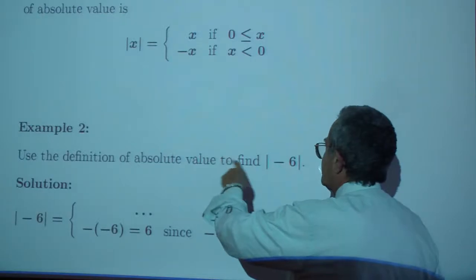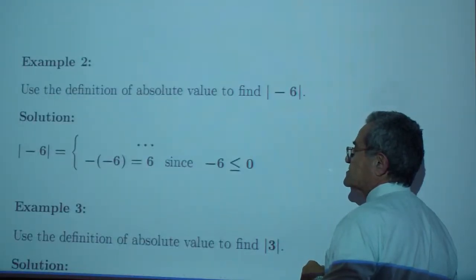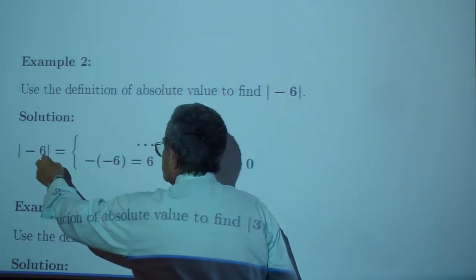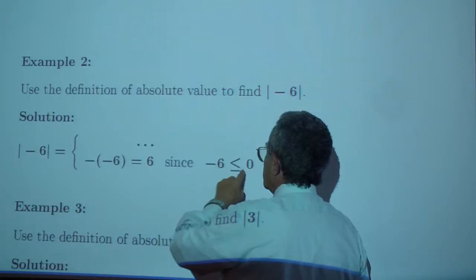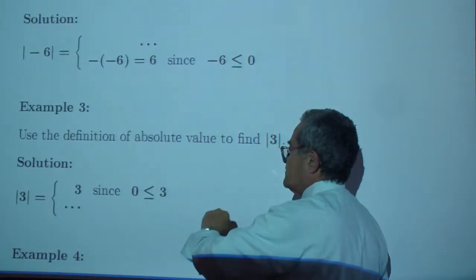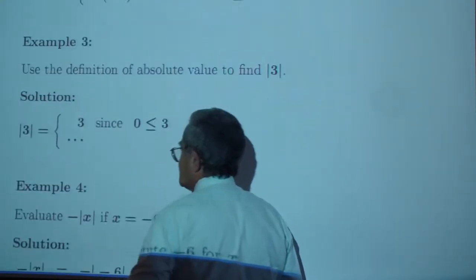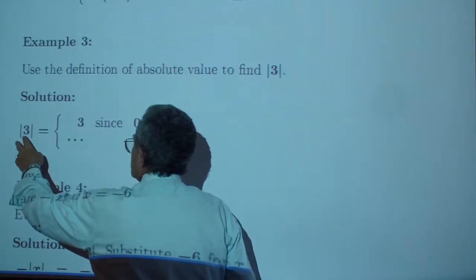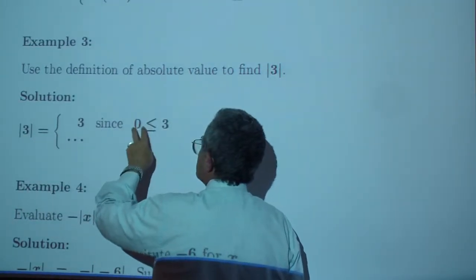Use the definition of absolute value above to find the absolute value of -6. The absolute value of -6 is the opposite of -6 because -6 is less than 0. Use the same definition to justify the absolute value of 3. The absolute value of 3 is the number 3 without the absolute value bars because 3 is greater than or equal to 0.